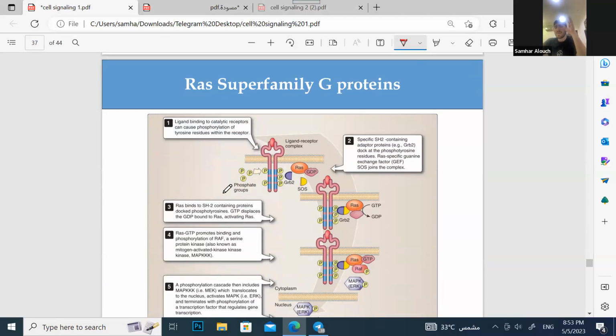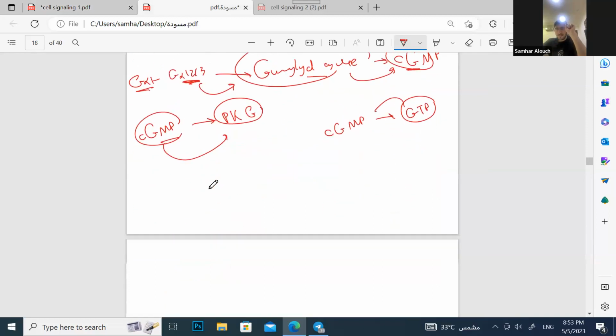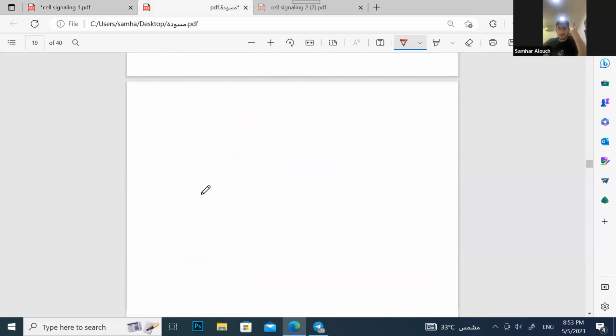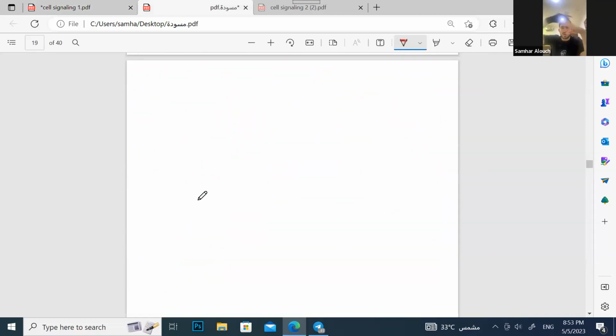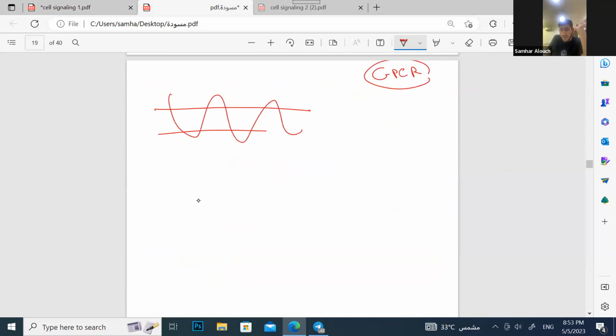Okay, now we have something I personally hate, and it's kind of a little bit hard, so please pay attention because it's a mix of many receptors. We took that the G protein coupled receptor has a 7 helical structure, and it has a C terminal and an N terminal. C terminal is for the ligand, and N terminal is for G protein.